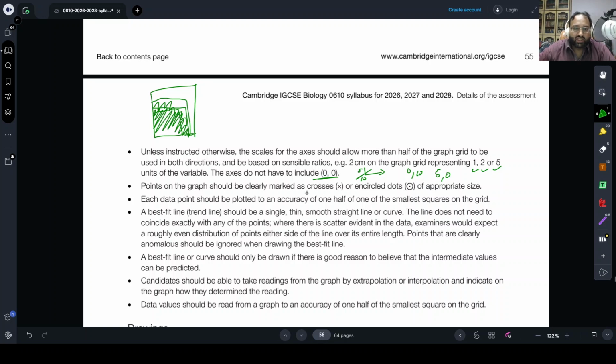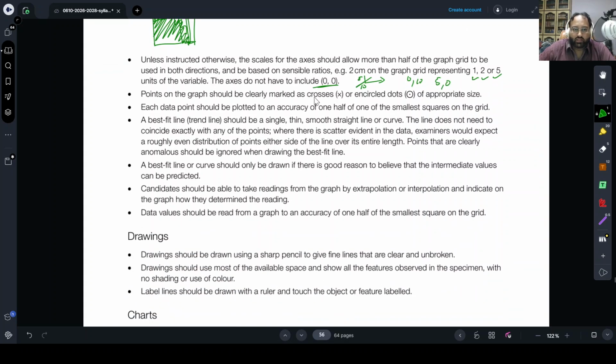Points on the graph should be clearly marked with crosses or encircled dots of appropriate size. When you come to doing graphs in the paper, we'll go over that again. Each data point should be plotted to an accuracy of half of the smallest square on the grid. So maybe if a grid represents 1 unit, then half the smallest square is 0.5, and that's the accuracy that should be used.